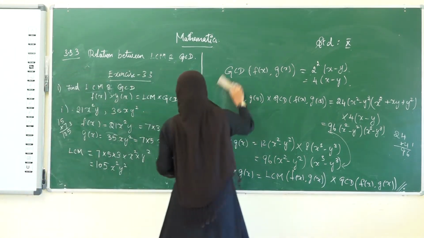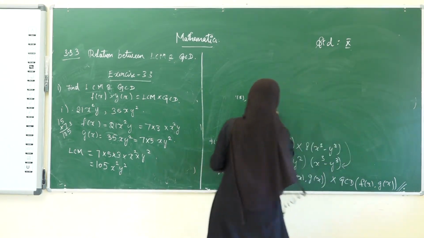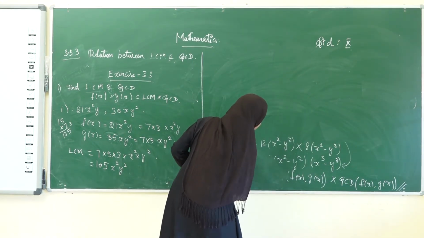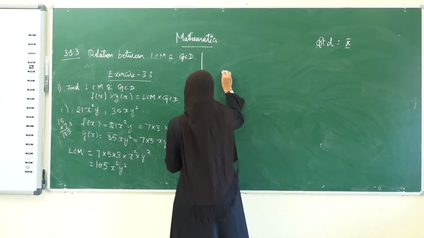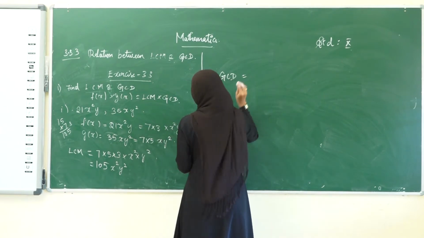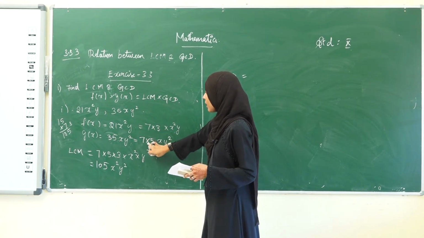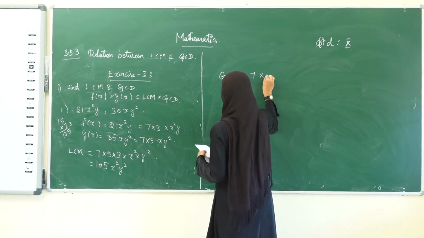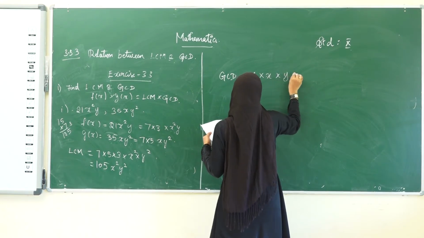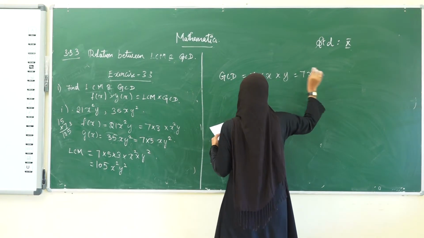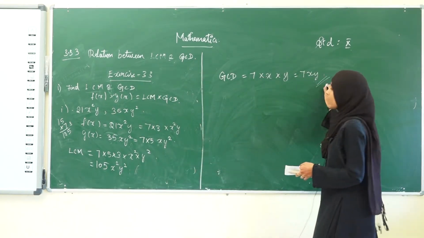Now what do we have to find again? We are going to find the GCD of these given two terms, the GCD of f of x comma g of x. See the common terms. Here we have common 7. In the x term we have common only x, and in the y term we have common only y, that is 7 into x into y. So we have found the LCM and we have also found the GCD.